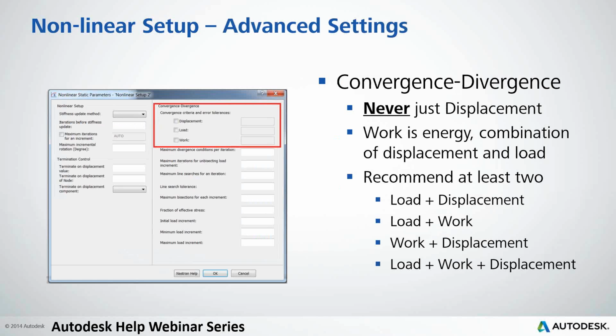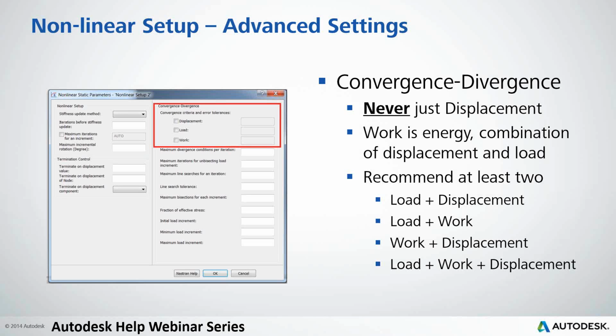You've got 3 options here. By default, they're all unchecked, and your analysis is going to try to converge on displacement, load, and work all together. Now we can check these individually, and it's only going to check for convergence with that specific value. What you never want to do is just do displacement. We always want to have either 2 of these combined or all 3. So I've got load displacement, load work, work displacement, load work and displacement. You want to have some combination of at least 2 or more. Technically, work is energy, so it's a combination of displacement and load.